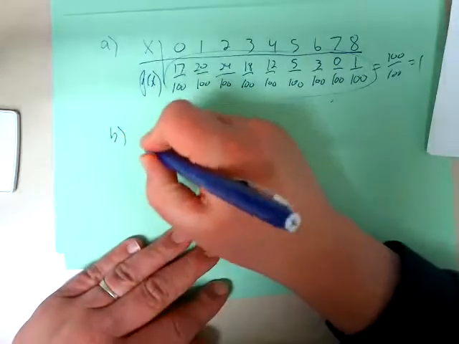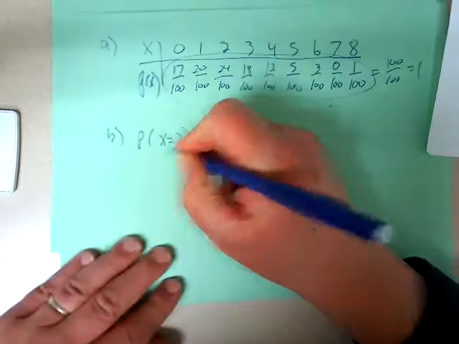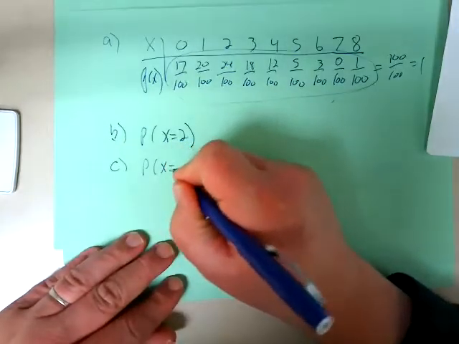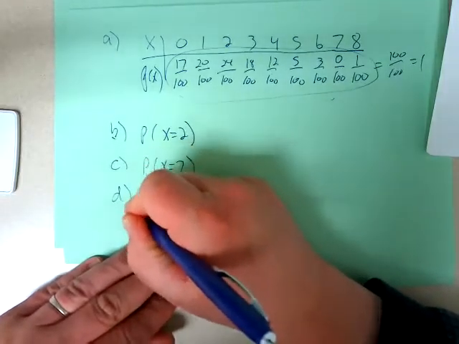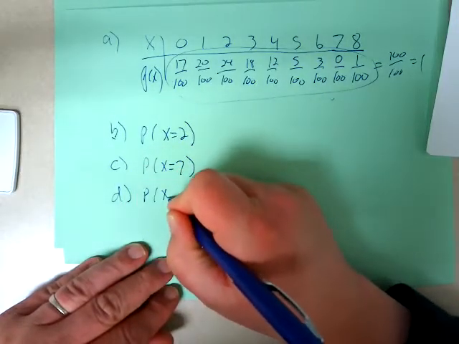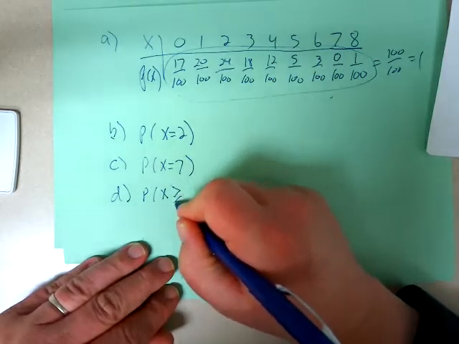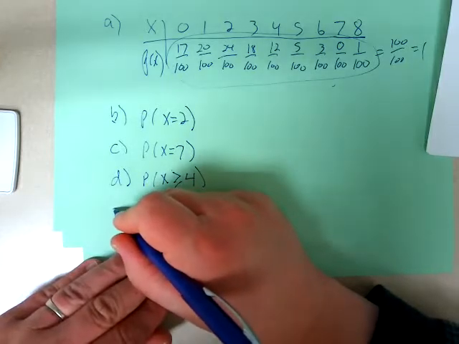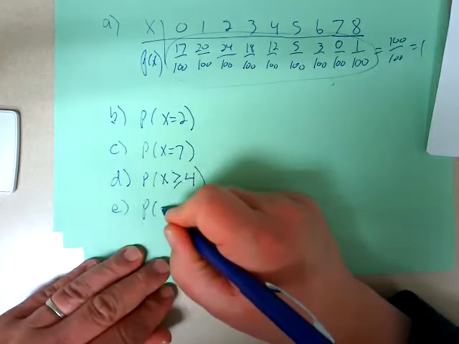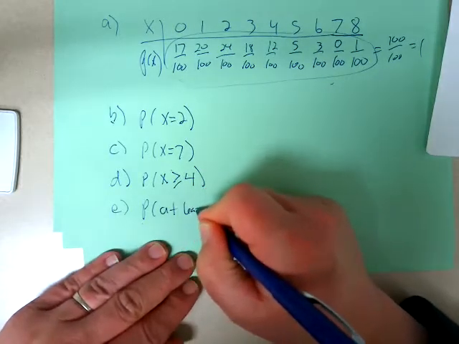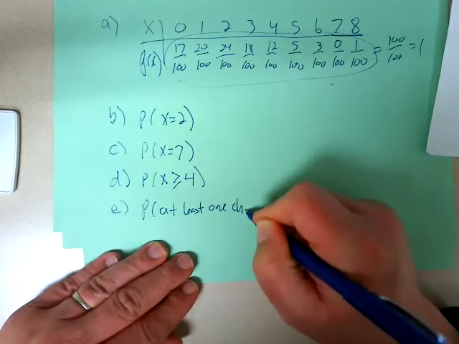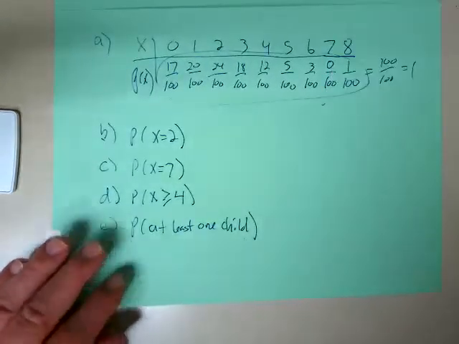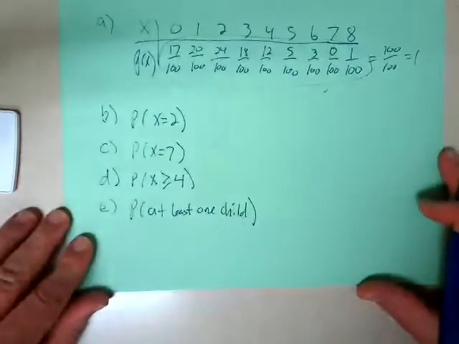So B was probability that X is equal to 2. C is the probability that X is equal to 7. D is the probability that X is greater than or equal to 4. And E is the probability that the family has at least one child. Okay, so these are the probabilities, and we have our probability distribution, so we should be able to find these.